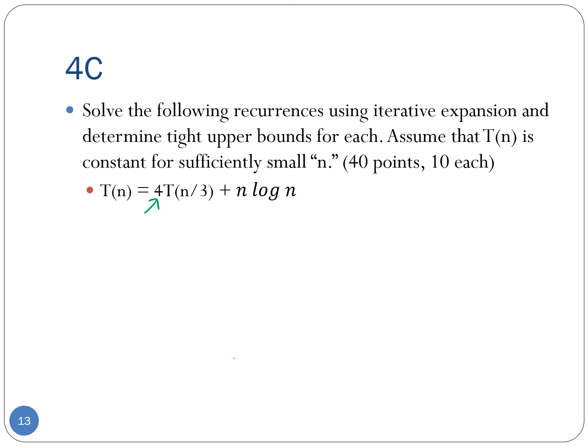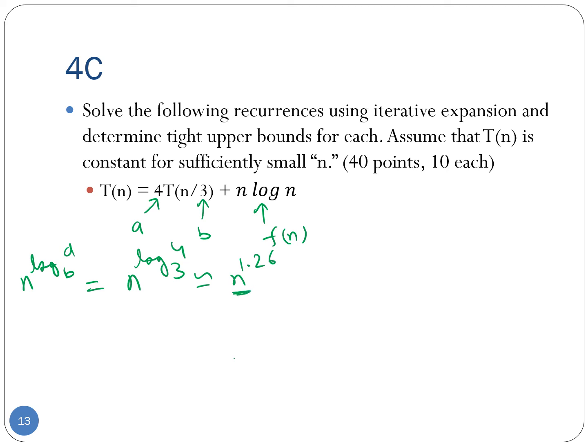Once again, the value of a is 4, the value of b is 3, and this is our f of n. The value of n to the power log base b of a is given in this case by n to the power log base 3 of 4, which is roughly n to the power 1.26. If you figure out log base 3 of 4, it's around this value. So we need to compare this function with n log n.